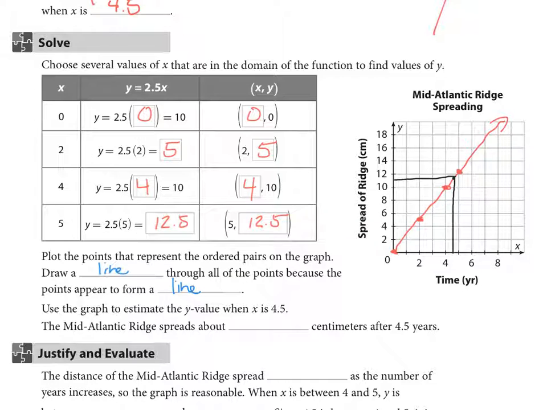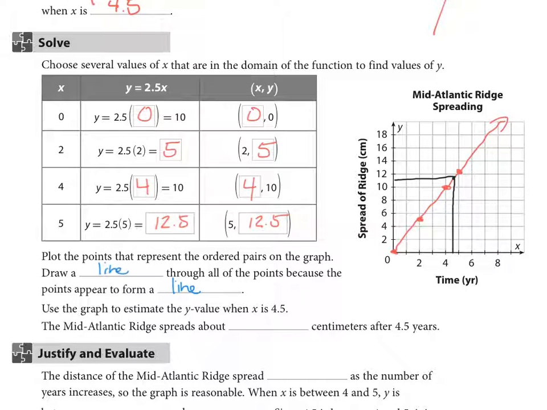Now there's no way to know exactly from our graph because our graph goes by twos. I know it's a little bit more than halfway, so I know it's a little bit more than 11. And again, this is where your calculator would be helpful. The problem on the calculator, again, is our values are probably going by ones.